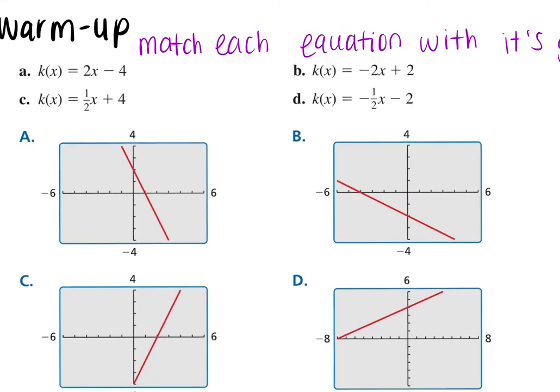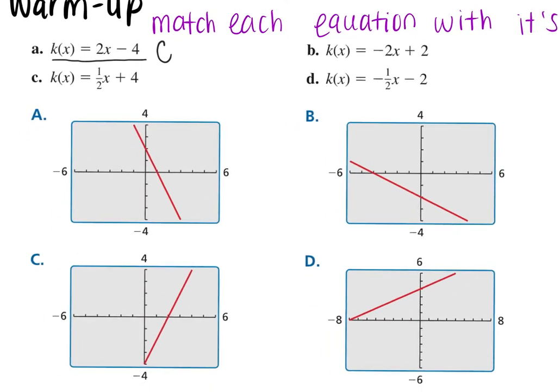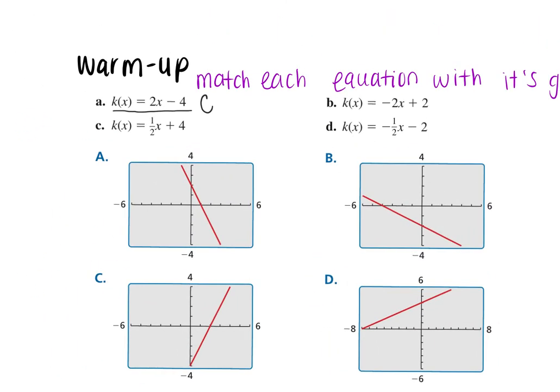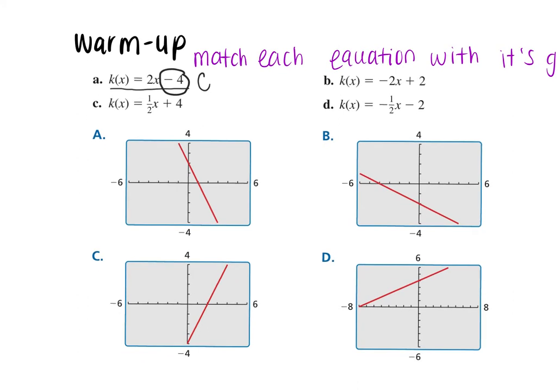Anyone figure out which of those graphs goes with the equation k of x equals 2x minus 4? Eli? C. Very good. Why is it C? Because the -4 is the y-intercept. So I looked at whichever one is -4, and the only one that crosses the y-axis at -4 is C. So the correct match to little a was big C graph.